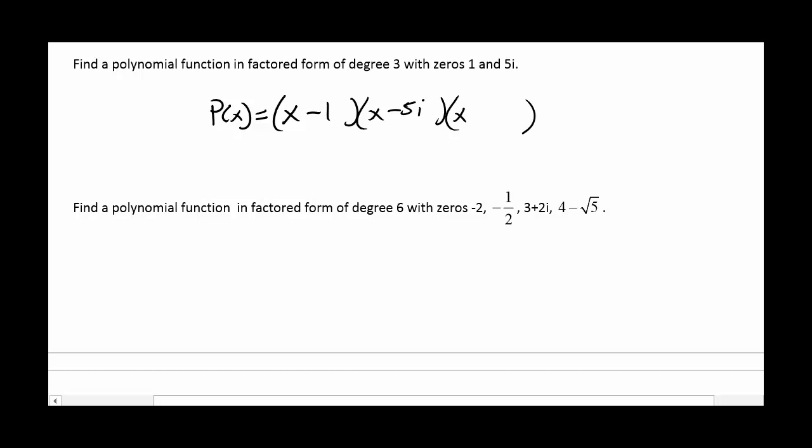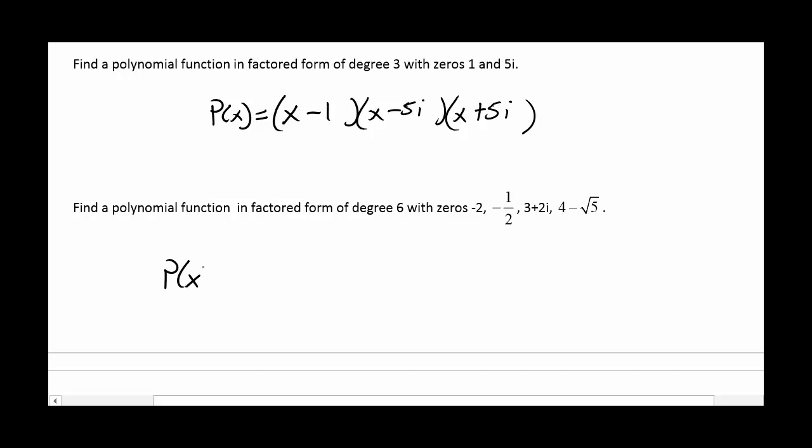Okay, well, that's where the complex conjugate rule comes in. If a complex number is a solution to a polynomial, then its conjugate is also a solution of the polynomial. So if x minus 5i shows up as a factor, then x plus 5i would also show up as a factor. Okay. Down below, polynomial in factored form of degree 6.